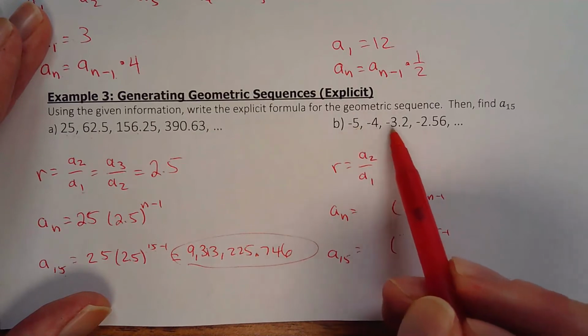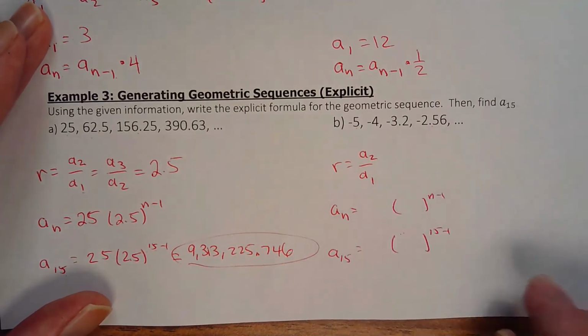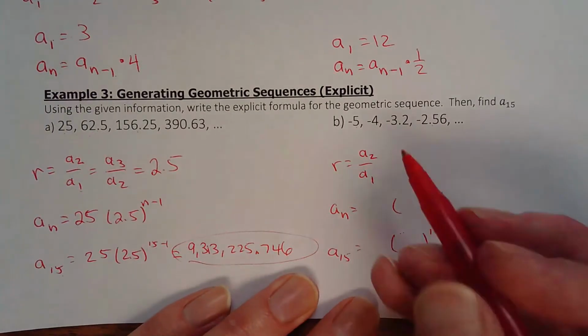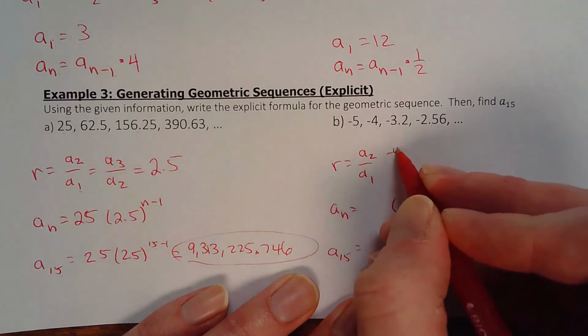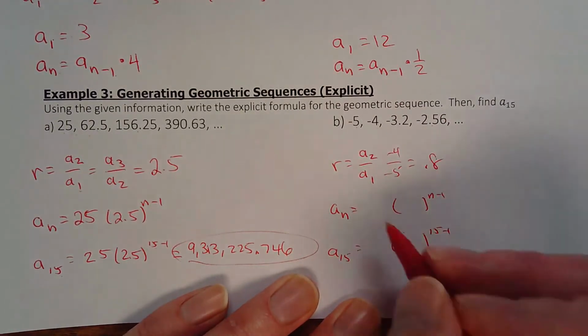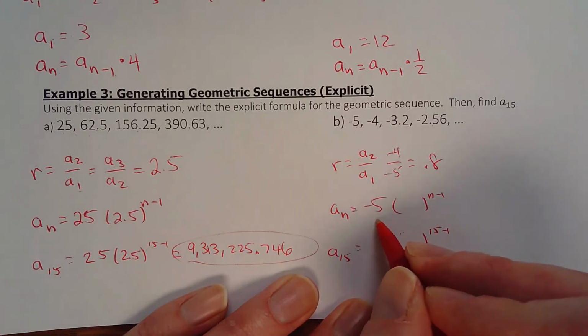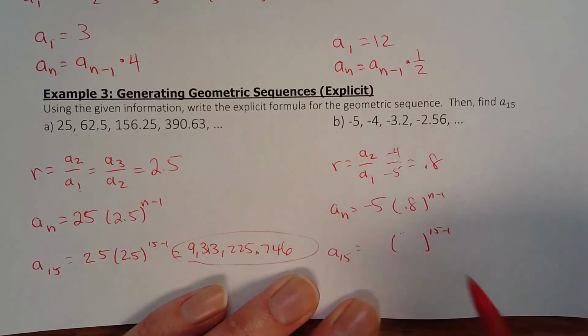Now here, this is going down. It's becoming a very small negative, so my final answer is going to be probably a pretty small decimal here. But to find the ratio, since I know it's geometric, I'm just going to pick any two. So I'm going to take -4 divided by -5. That's 0.8. So my first term is -5, my common ratio is 0.8, to the n minus 1 power. So there's my explicit formula.